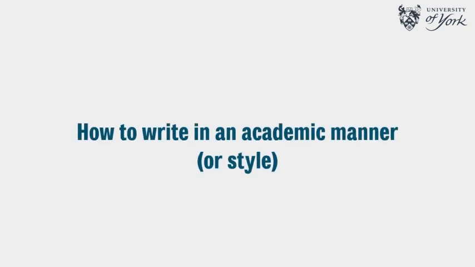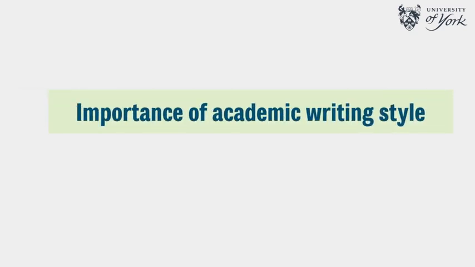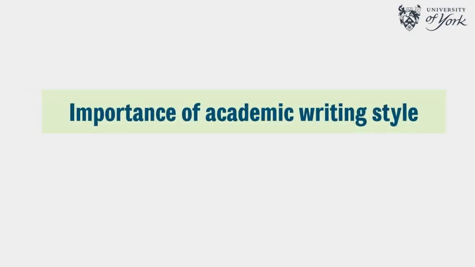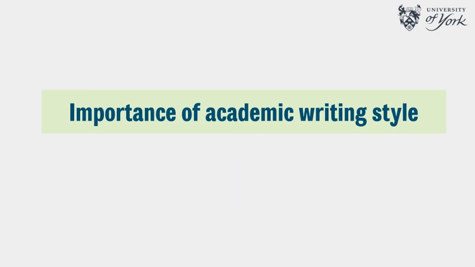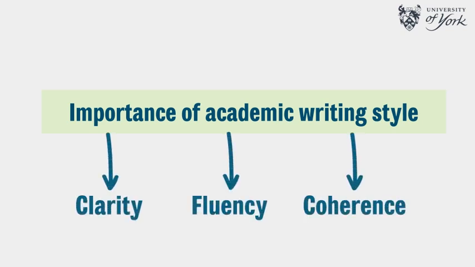Now that we've looked at what academic writing is, we're going to move on to the next part of our workshop: how to write in an academic manner. It is important to learn and develop your skills in academic writing because course marks are often determined by your understanding and engagement of the course content and how you communicate this in your work. It is in our writing, its clarity, fluency, and coherence that we are able to evidence our ability to reproduce the relevant and accurate facts and details required in an academic assignment.